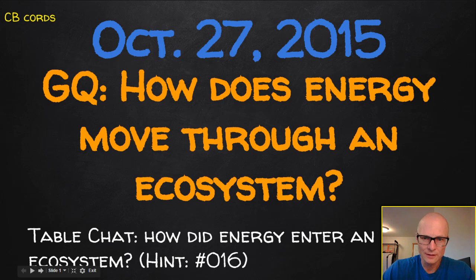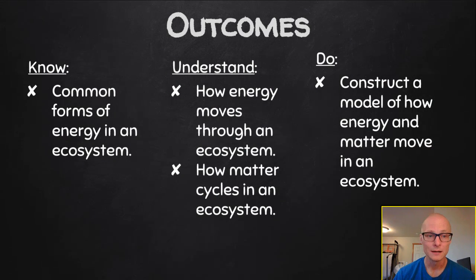Tuesday, the 27th of October. Back to ecosystems and energy. Table chat. As you come in, wanted to see how well you remember how energy entered an ecosystem, and the hint was your leaf chromatography lab. Those pigments that are in those plants are absorbing sunlight, and that energy is used in photosynthesis and starts the whole food chain. Outcomes, seen these from last week.